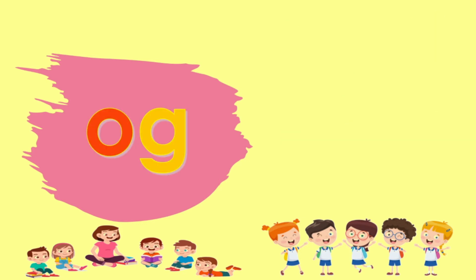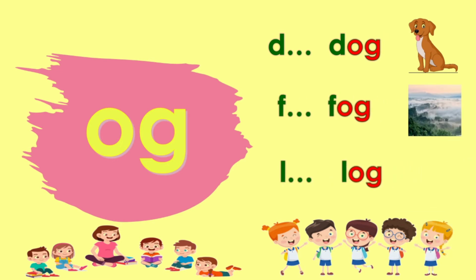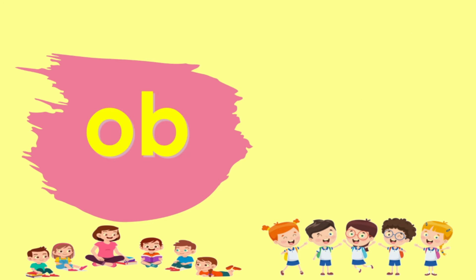Now next. Our fourth vowel is O. A, E, I, O, U, our fourth vowel is O. We can use this vowel and make three-letter words. D, OG, dog. F, OG, fog. L, OG, log. Yay, clap your hands.